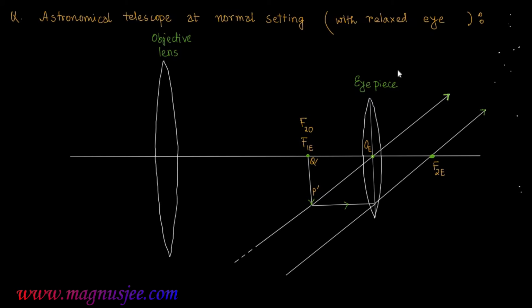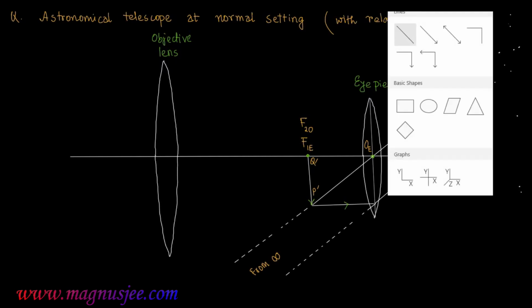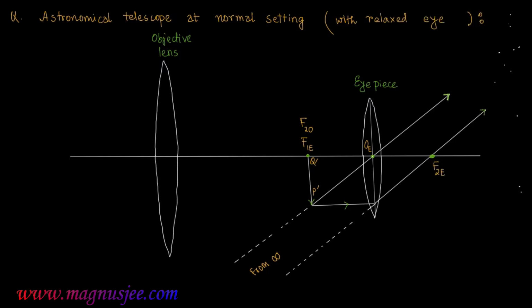The refracted rays are extended in the backward direction by dotted straight lines to show that they will appear to diverge from infinity, which means the final virtual image P double prime Q double prime will be formed at infinity. And here we can write that these refracted rays, which are parallel to each other after refraction through the eyepiece, will appear to diverge from infinity.